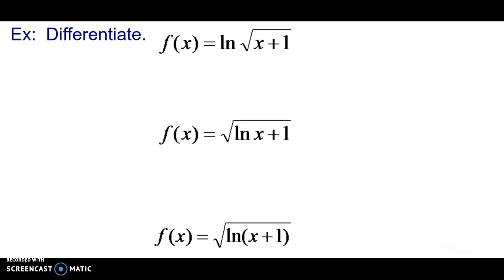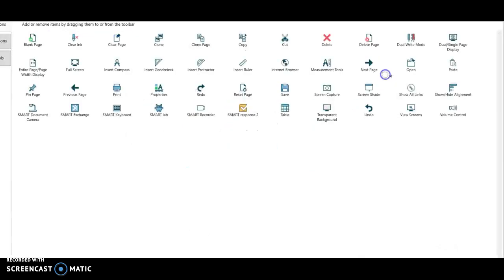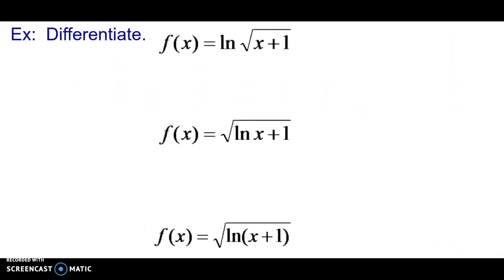All right, some more practice. All right, this one, let's take a look. We have the natural log of the square, oops, panic. All right, back to normal. We have the natural log of the square root of x plus 1.